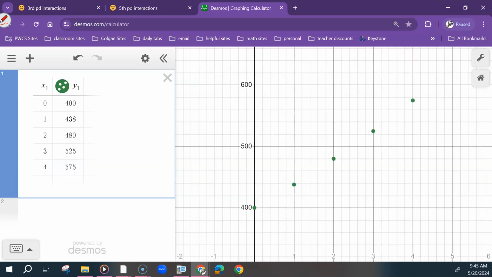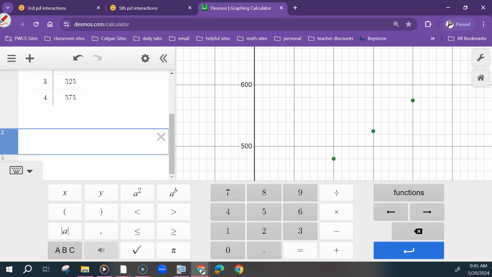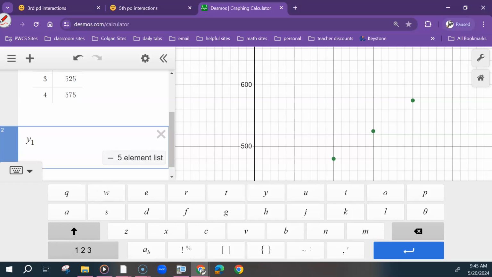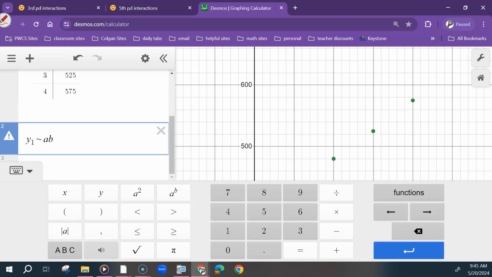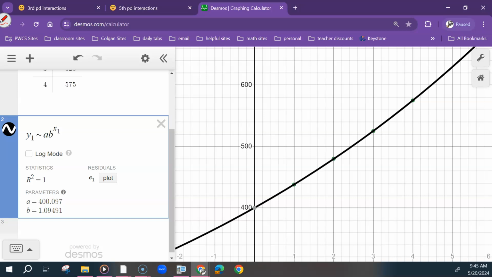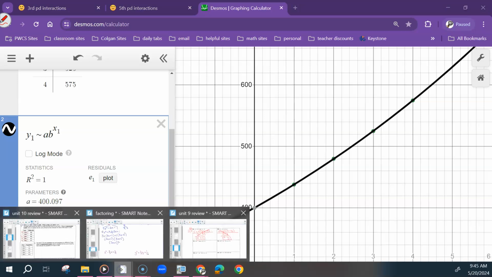This said to use the exponential model. So that's think about your equation for an exponential. Y equals a times b to the x. So you would use y1 tilde a times b raised to the x power, x1 power. And then this would be our equation. We would write that as part of our answer.